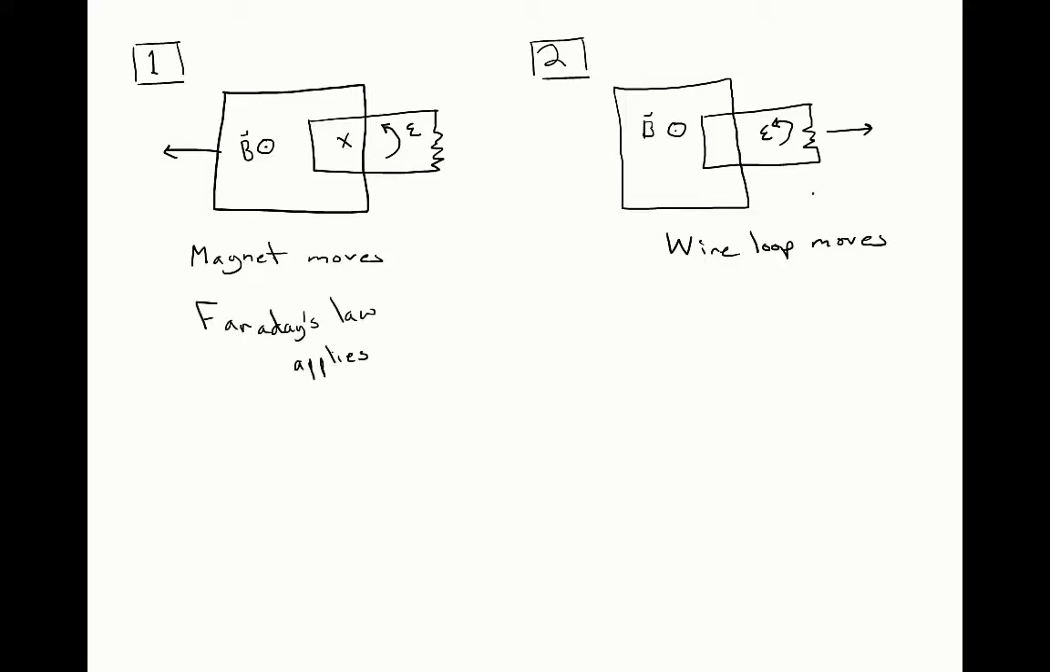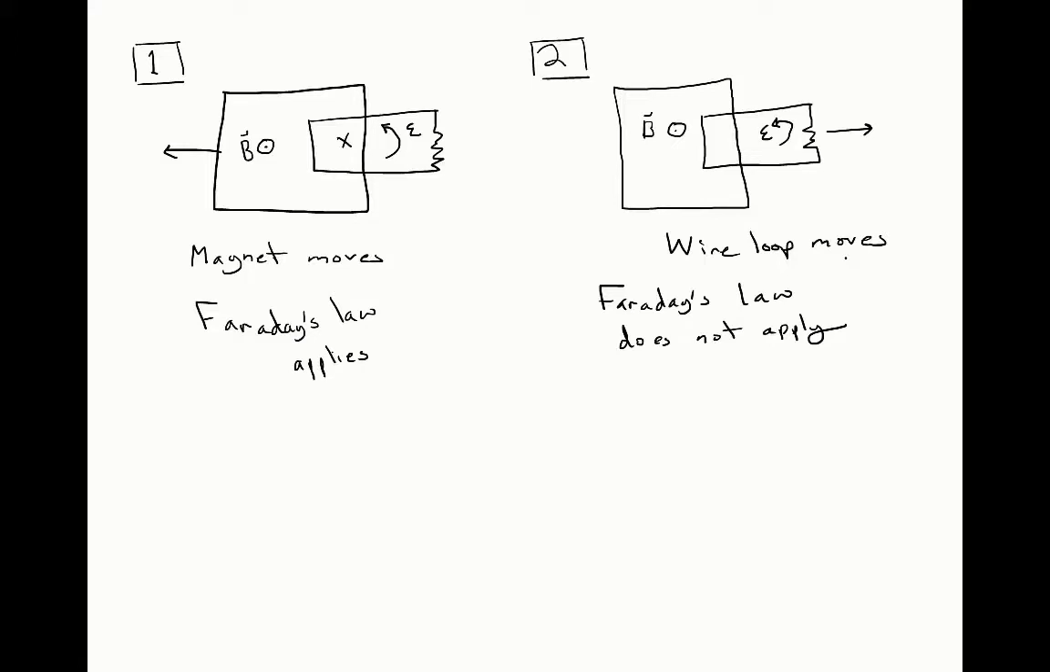But for the situation on the right, in experiment number 2, the magnetic field is not changing in time. What we're doing is moving a wire loop. So Faraday's law should not apply. And I don't know about you, but this is very disconcerting to me. Well, it was when I first thought about it.